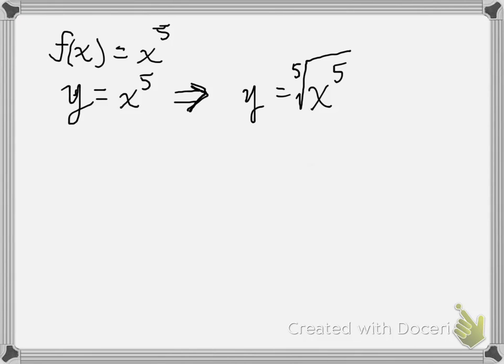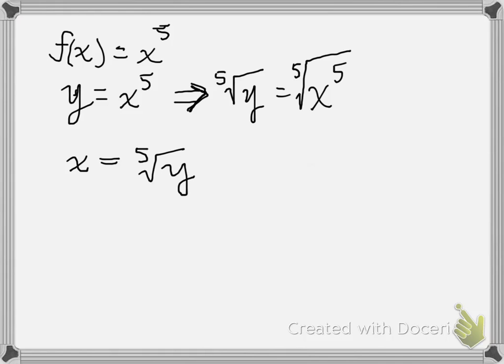And remember, whenever I'm solving equations, whatever I do to one side I have to do to the other. So I have to take the 5th root of this other side. Now the 5th power and the 5th root go away, and I get an x. I'll put x on the left side, which does not make a difference. x is equal to the 5th root of y.